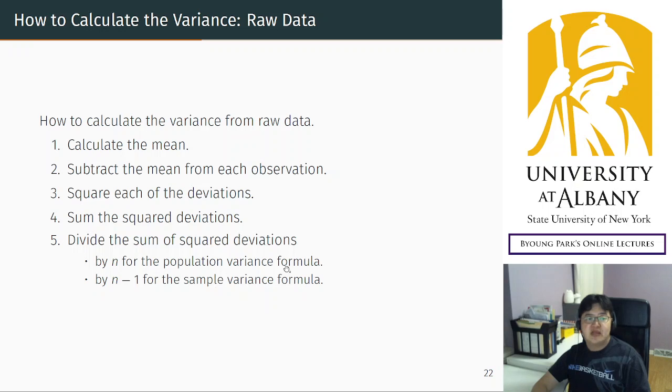So to summarize, this is how you calculate the variance when you have raw data. Calculate the mean, subtract the mean, square the deviations, sum the squared deviations, and then divide the sum by either n or n minus 1. So that's how you calculate the variance.